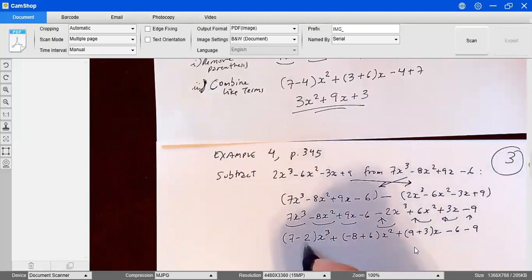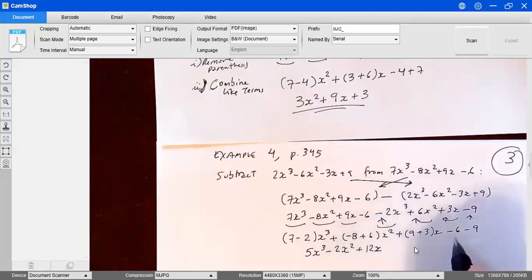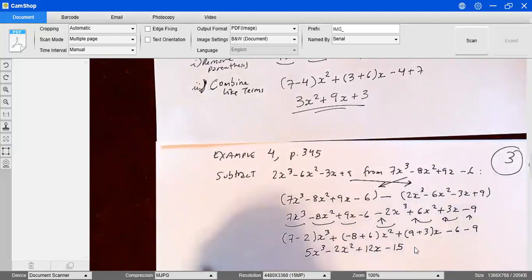So finally, 7 minus 2 is going to be 5x cubed, negative 8 and positive 6 is going to be negative 2x squared. 9 plus 3 is 12x, and finally 2 negatives are added. So 6 and 9 is 15, but since they are negative, the addition is also negative. So this is example 4.